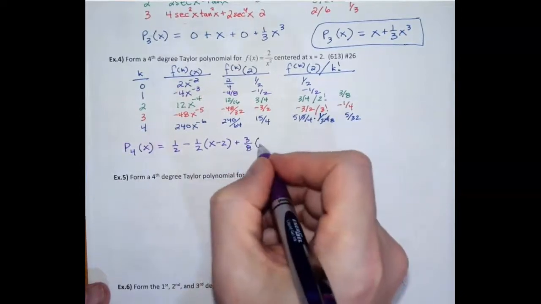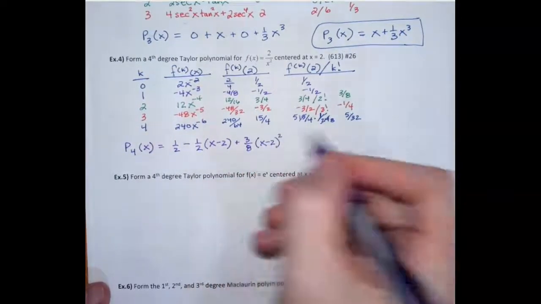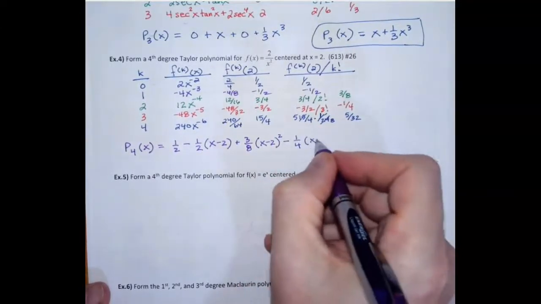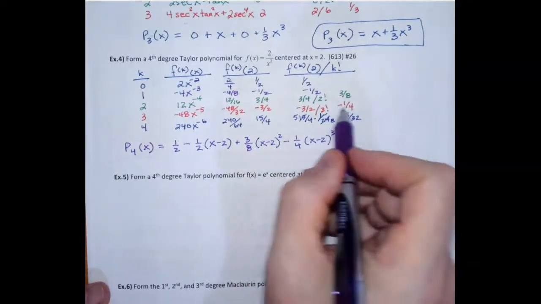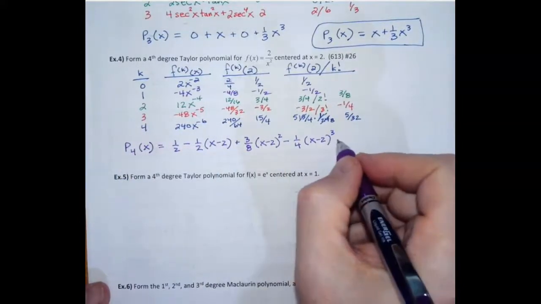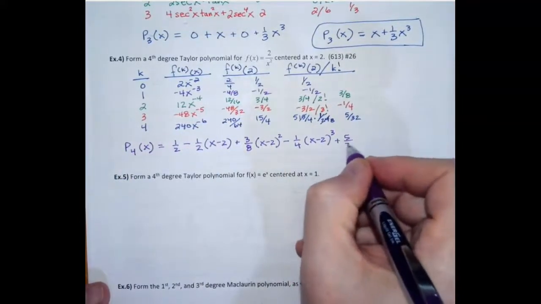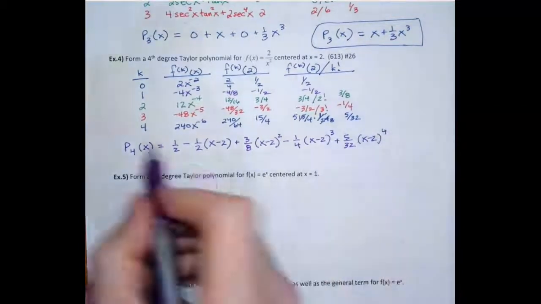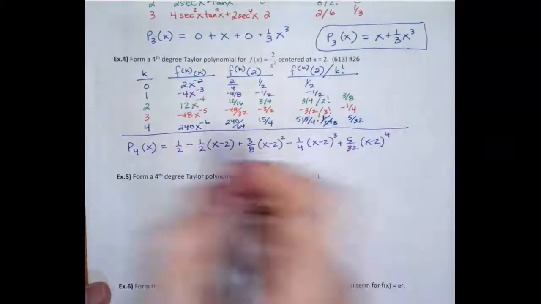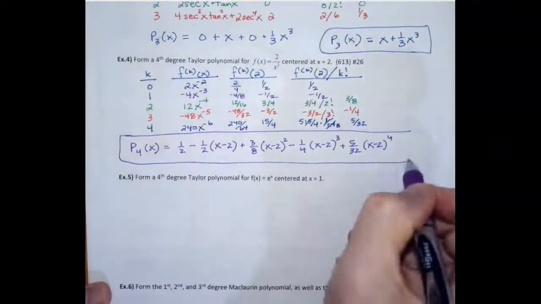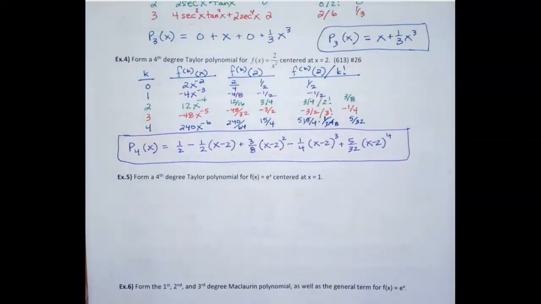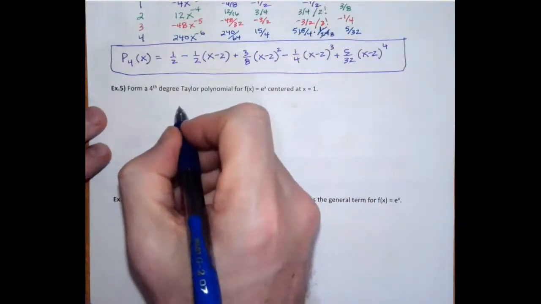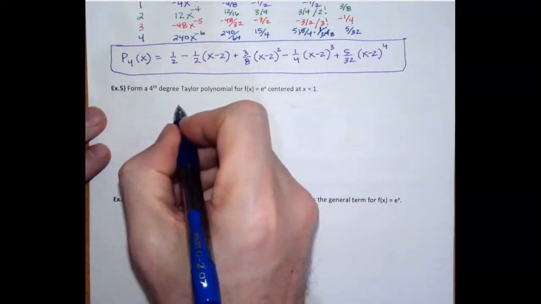So our next one is positive 3/8, and that's going to be x minus 2 squared, and then minus 1/4. That's going to be x minus 2 cubed. And then our last one there is going to be 5/32, x minus 2 to the 4th. Okay, so almost done. Alright, so I'm going to change this a little bit maybe.